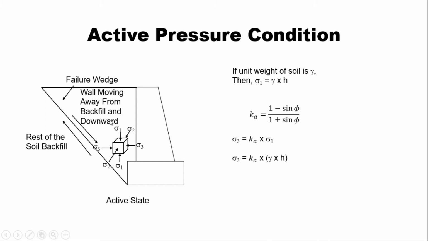In this case, as we can observe in the figure, the wall is moving away from the backfield. So movement of the failure wedge along with the wall takes place in the downward direction and away from the field. So this is the typical characteristic of an active state.